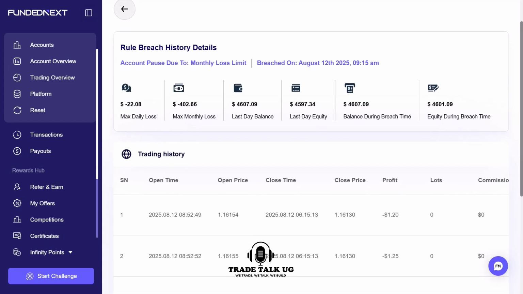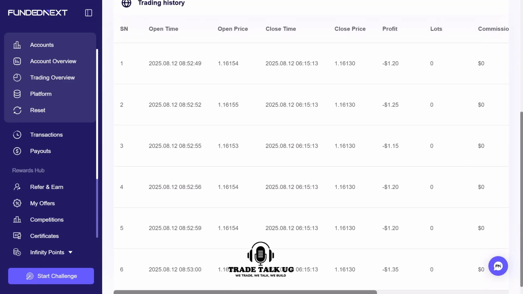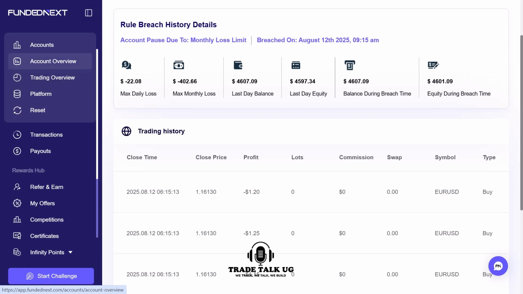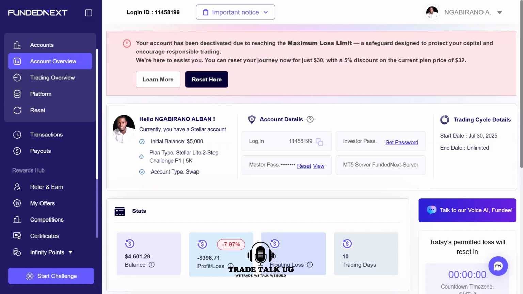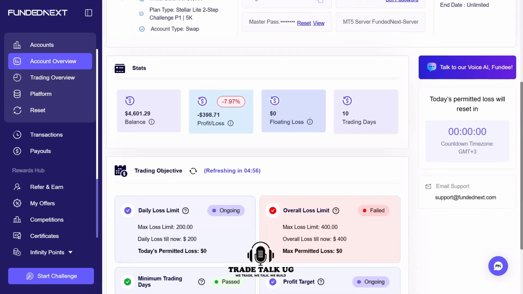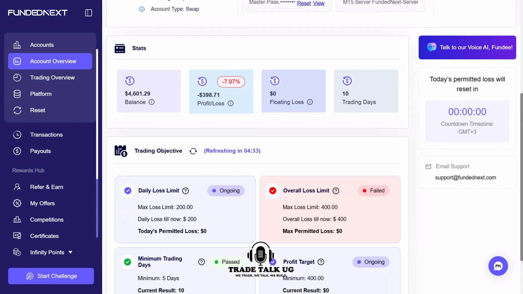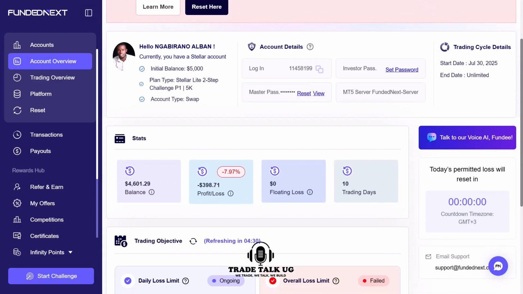You can see that these are some of the trades which I took. Let me go to the account overview and I'll be showing you what exactly happened on this account. You can see that the overall loss limit was supposed to be $400, and that is the rule which I broke, and I broke it because of the risk management which I was using. I was over risking, so that's why my account got breached. So I'm going to be showing you the metrics.